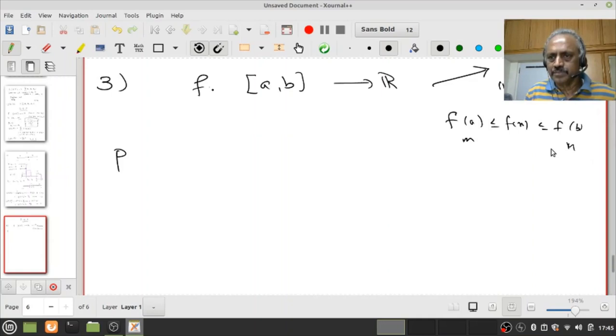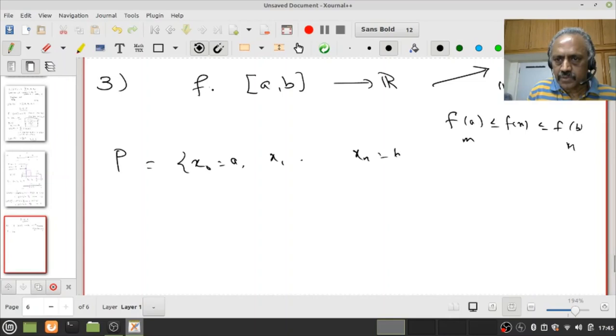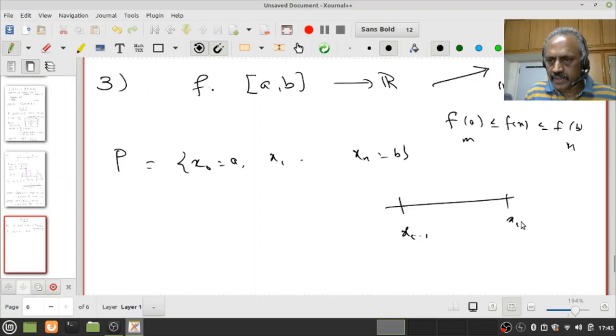Now, let's look at this P. Let P be any partition x0 which is equal to a, x1, up to xn which is equal to b. Right? And suppose I look at [x(i-1), xi]. Can you tell me what should be your mi?